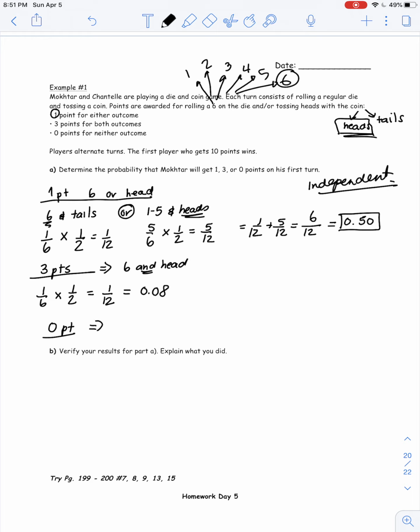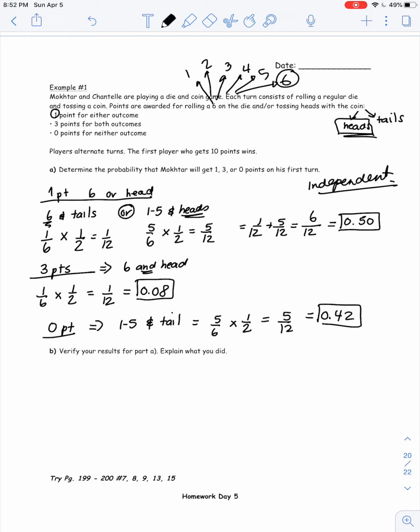What's the probability of getting 0 points? Well, 0 points will occur if you get a 1 to 5 rolled on the die, and you get a tail flipped on the coin. So these are the outcomes we don't really want, but that's going to give us 0 points. So 1 to 5 will occur 5 out of 6 times. And multiplication, there's a 1 out of 2 chance that we're going to get a tail. So we multiply them together and you're going to get 5 over 12 because we multiply the tops together, bottoms together separately. And then if you divide that, you get 0.42. So these are all our probabilities.